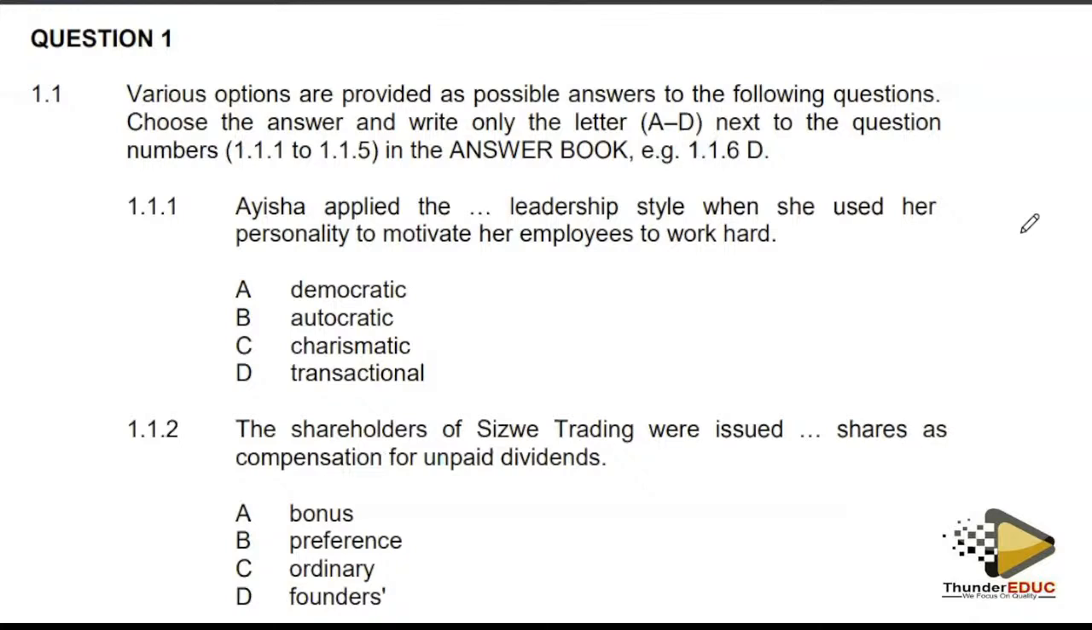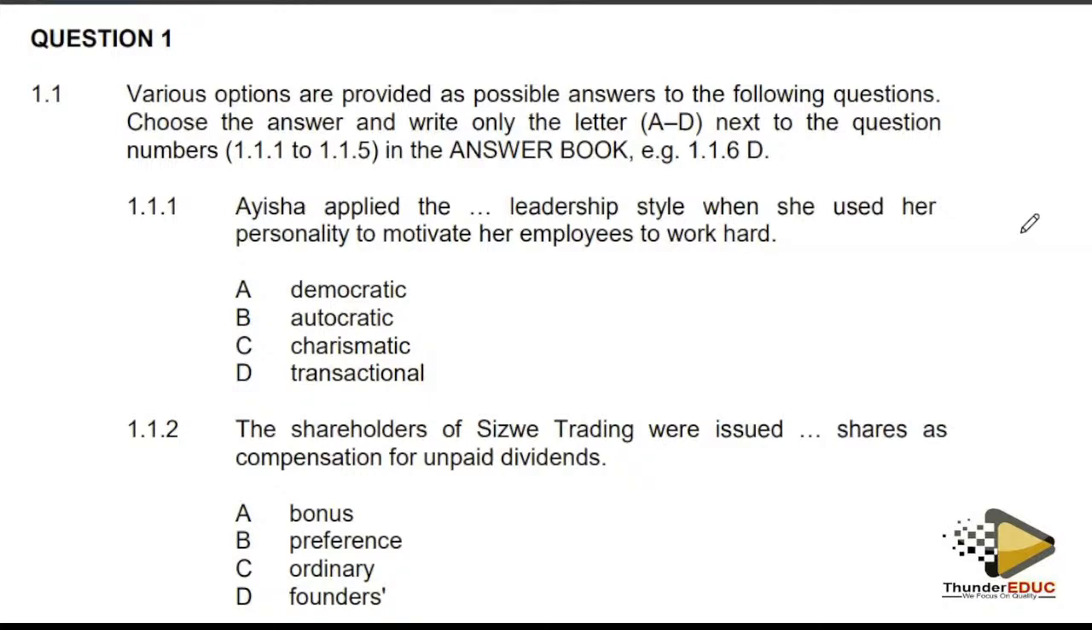Okay, right. Remember, I always tell you that whenever you are faced with multiple choice questions, you should always apply the technique or strategy that we call the elimination method. So in this regard, our A is democratic, our B is autocratic, our C is charismatic, and our D is transactional. Okay, so now A, democratic. Democratic is that kind of leadership style where a leader normally involves subordinates when it comes to decision making in a particular company. And B, which is autocratic. Autocratic is the type of leadership style where a leader normally doesn't involve any subordinates when it comes to the decision making in a particular company or business.